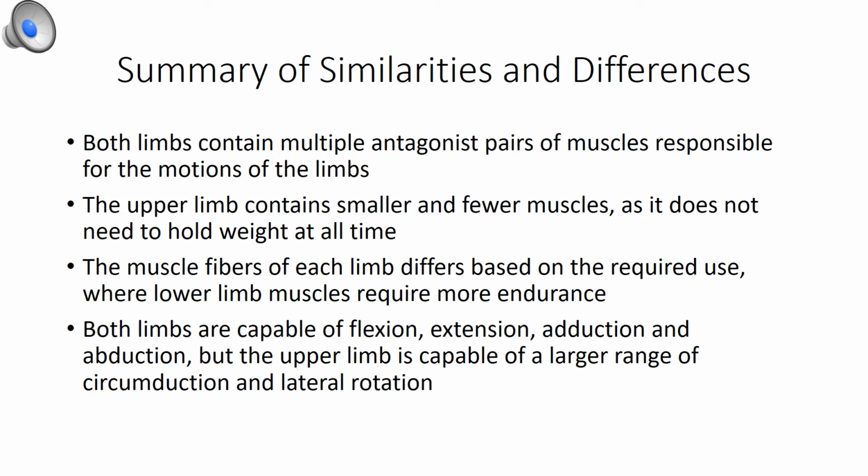The muscle fibers of each limb differ based on the required use, where lower limb muscles require more endurance and upper limb muscles require more fast-paced motion. Lastly, both limbs are capable of flexion, extension, adduction, and abduction, but the upper limb is capable of larger range of circumduction and lateral rotation.